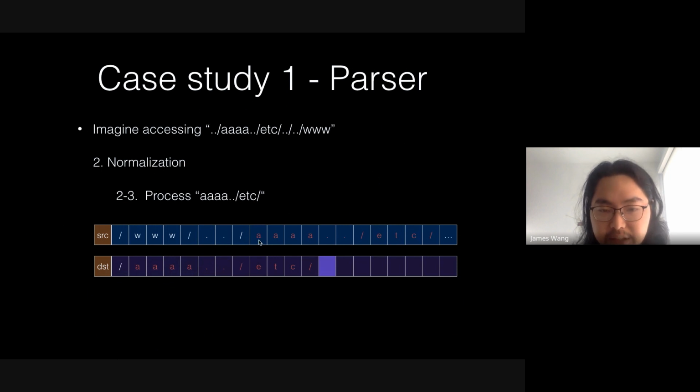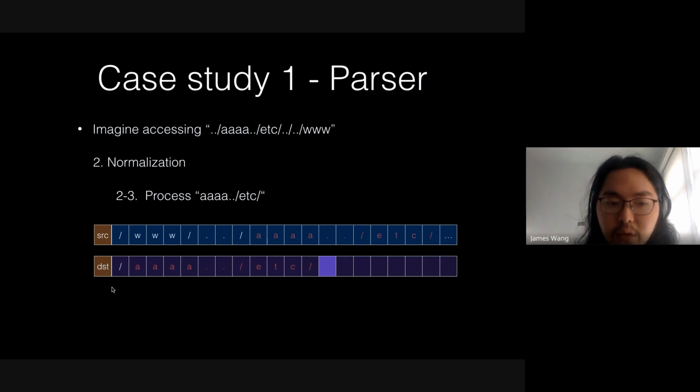After that is the 4 A's and 2 dots and the slash. This is not a pattern for directory traversal, because this could be a normal file name. So we just copy that directly here. Following that, the etc part is also just a normal file name or path within the file you want to access, so we also copy that here directly. After processing those, we copy them into the buffer and move our cursor here.